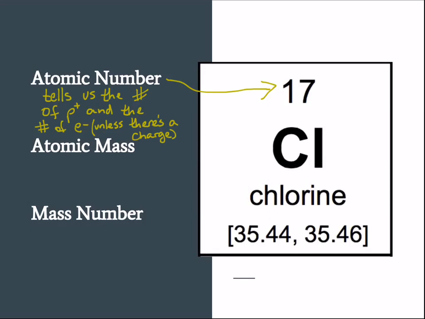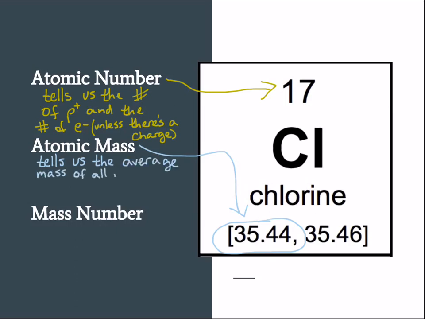The other number on the periodic table is the atomic mass, and on our periodic table that we use in the class, sometimes some of the elements have 2 listed, 35.44 and 35.46 in this case. I always just choose the one on the left if there are 2 listed. The atomic mass tells us the average atomic mass of all the different isotopes of that element. Isotopes are versions of that element. We'll talk about what that means at a later date and how to calculate those too.